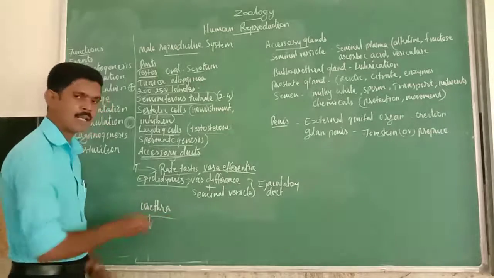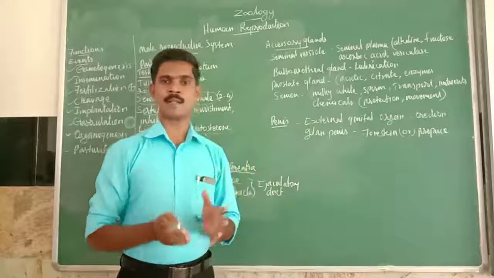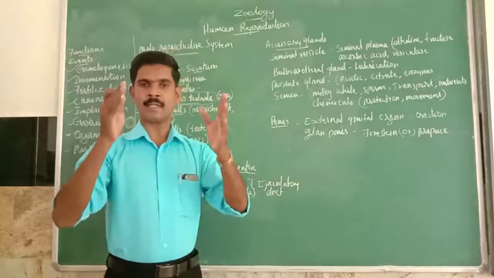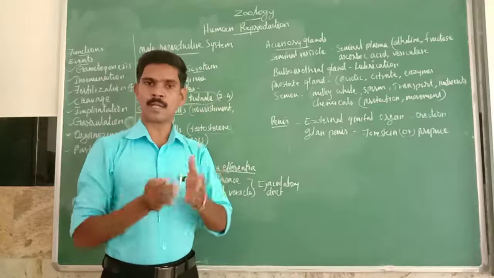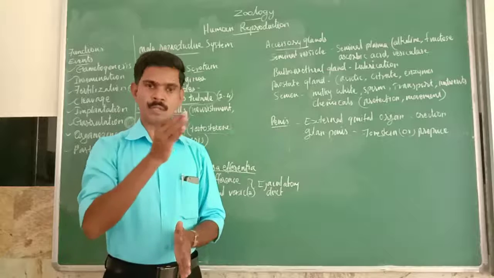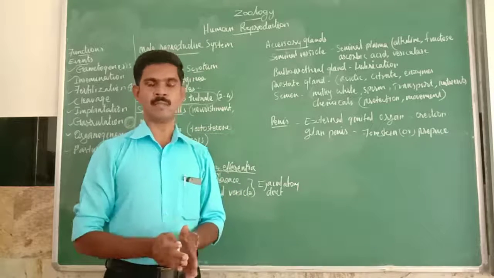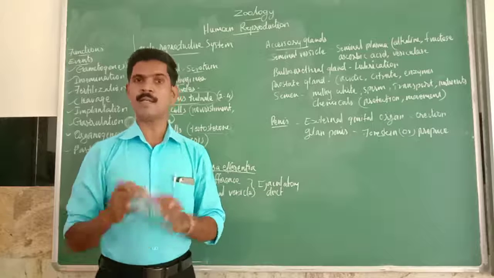Here, the urethra is the last part of the excretory system. You all know the structure of the excretory system: kidney, ureter, then the urinary bladder. The end of the urinary bladder is called the urethra. So through this urethra only, both the urine and the sperm come outside, at different times.